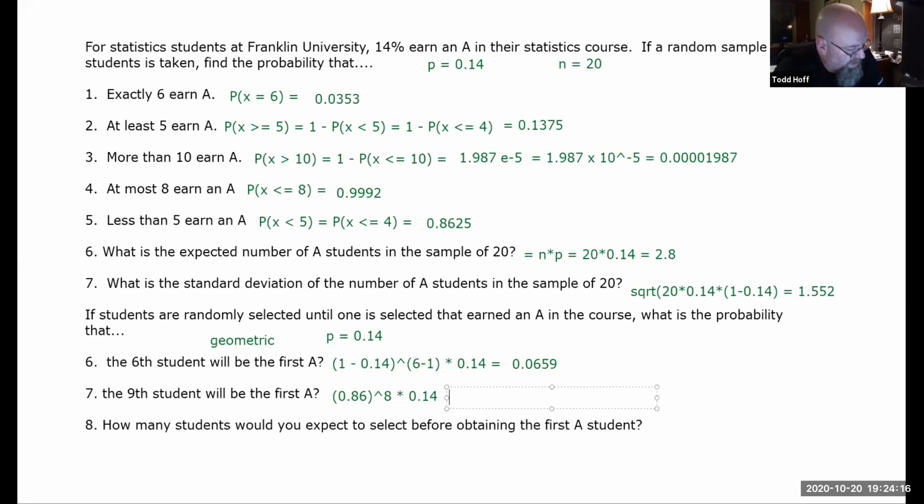Again, I also wouldn't do the 9 minus 1. I know 9 minus 1 is 8, so it's way easier to type in 8 than it is 9 minus 1. Gives me a 0.0419.